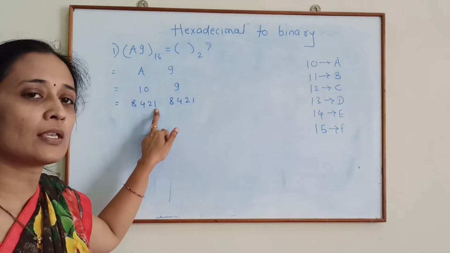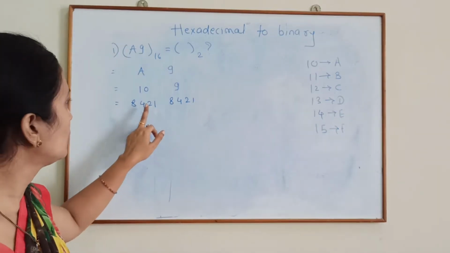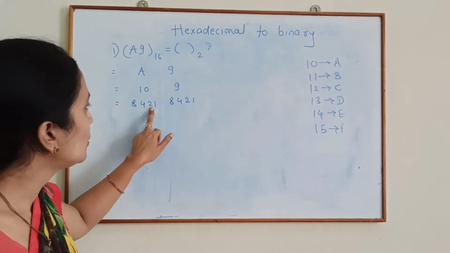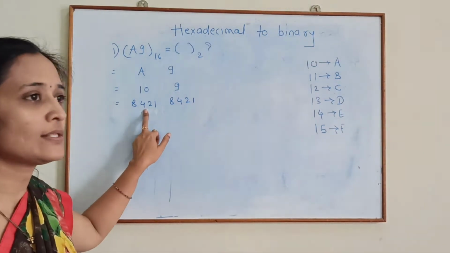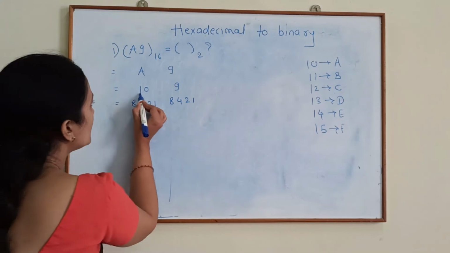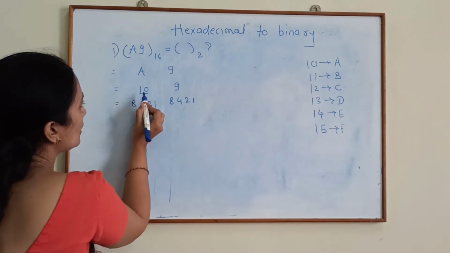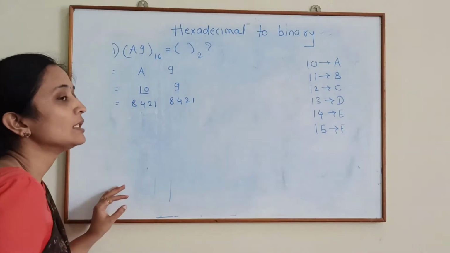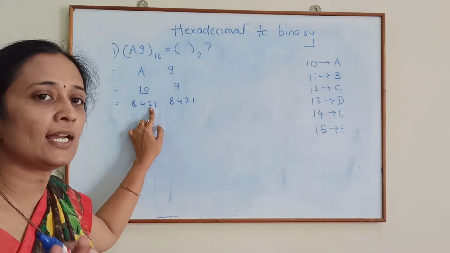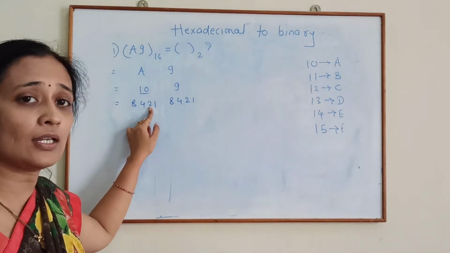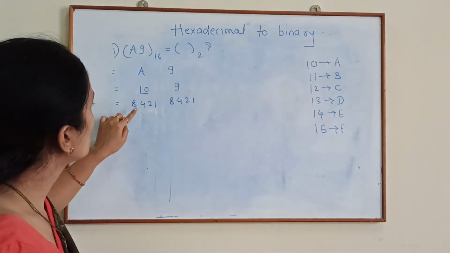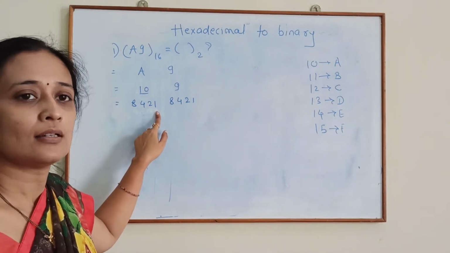1 means 2 raised to 0, then 2 raised to 1, 2 raised to 2, 2 raised to 3. 2 raised to 1 is 2, 2 raised to 2 is 4, 2 raised to 3 is 8. All the bases we have taken. Then see, this number is the addition of which numbers? Number 10 is the addition of 8 and 2. No other combination will be there; you can take 3 numbers also, or 1 number also, but the number should be the addition of these numbers.